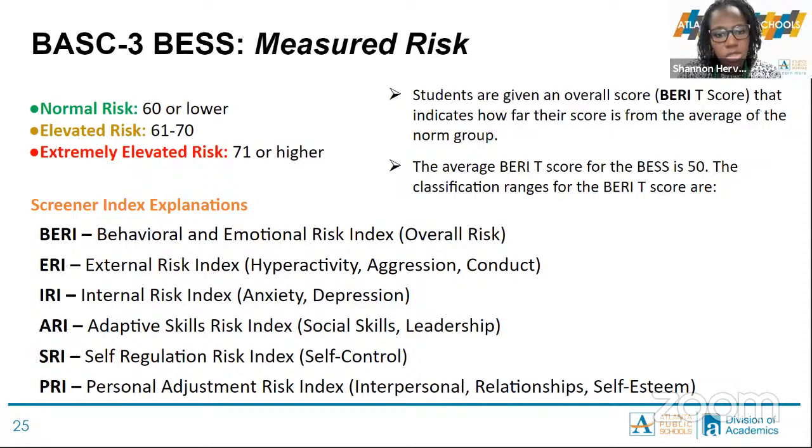Students are given an overall score, which is the BERI score, and that indicates how far their score is from the average of the norm group. The color coding gives you a glance at how risk is measured as normal risk, which is green, elevated risk, which is yellow, or extremely elevated risk, which is red. Next slide.